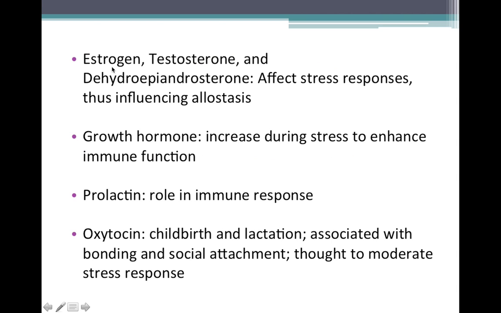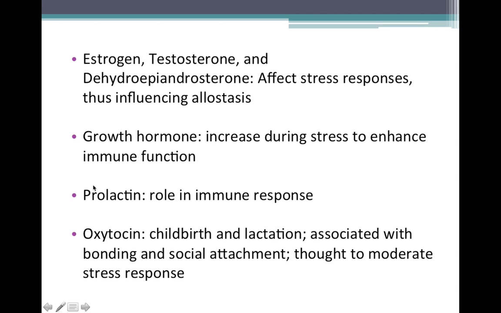Now, other hormones like estrogen, testosterone, and dehydroepiandrosterone, those can affect the stress response as well, and they also influence allostasis. So estrogen and testosterone can be released during the stress response. Other hormones like growth hormone are increased during the stress response because growth hormone actually prevents the effects of insulin. So growth hormone can help keep your sort of nutrient levels high in the bloodstream during the stress response, which can help your organs achieve allostasis.